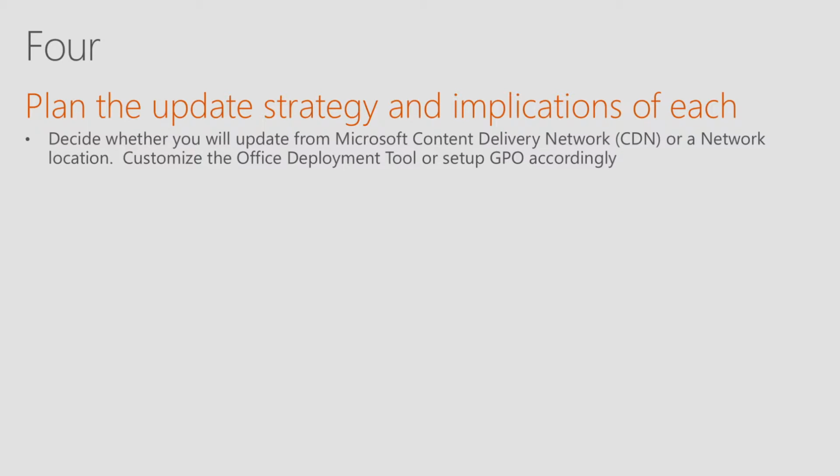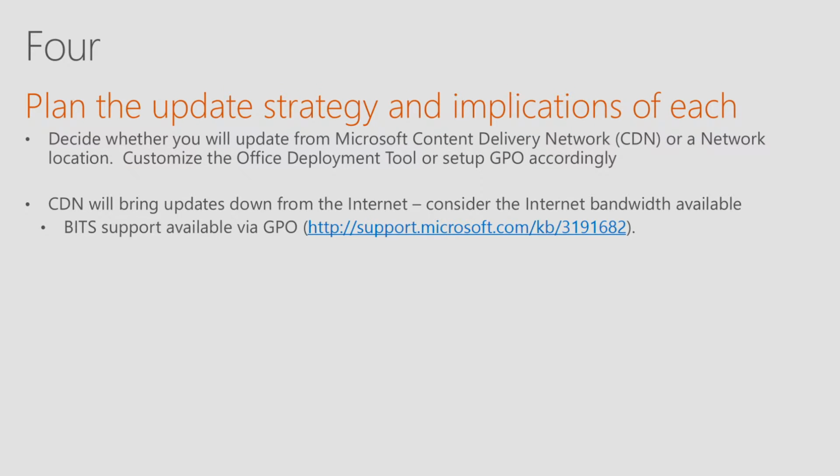You also want to decide if these updates are going to be delivered through the cloud or the content delivery network, or as we call it, CDN, or whether these updates are going to be delivered within your network, either through a UNC or HTTP location. And those decisions are critical because based on that, you're going to configure the initial installation, or set up your group policy so that it gets that data from the right location.